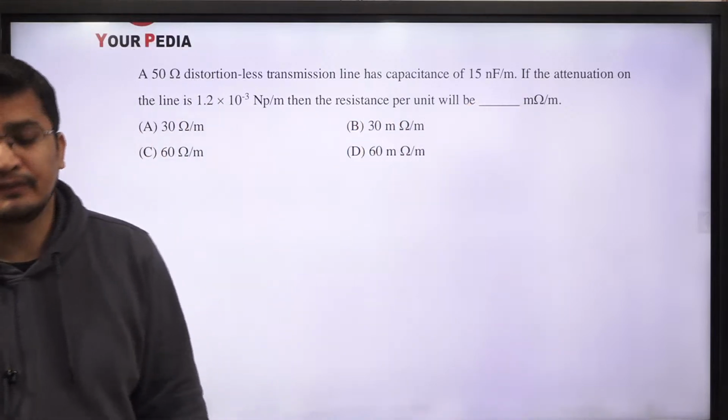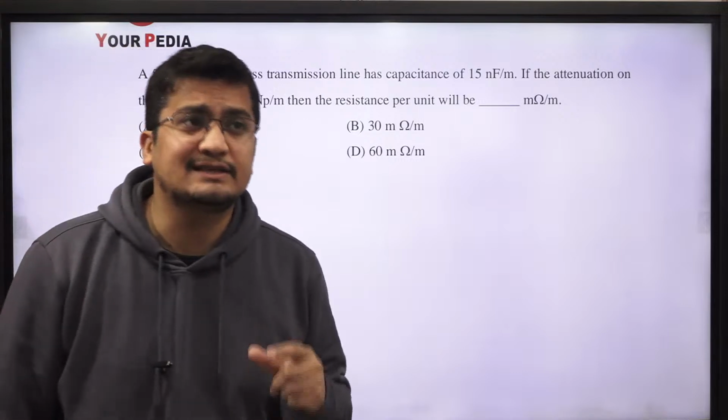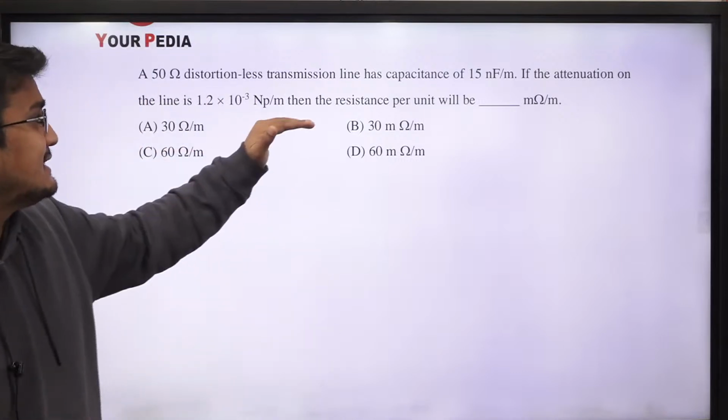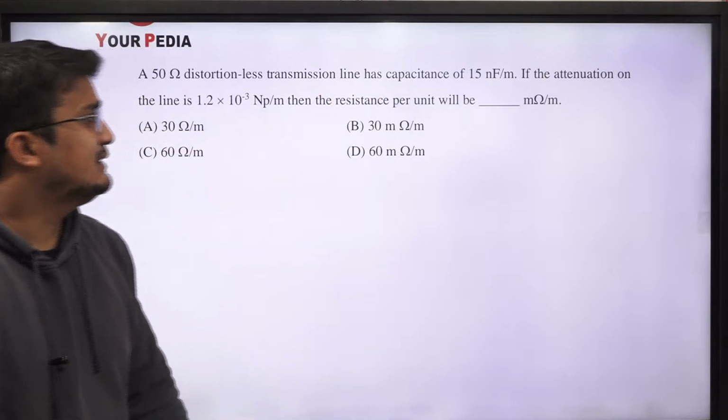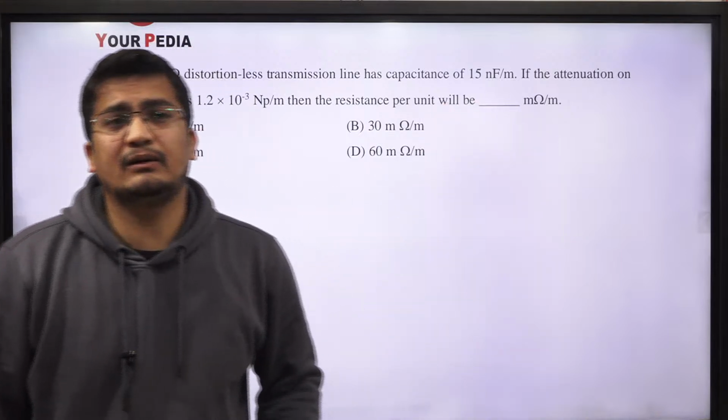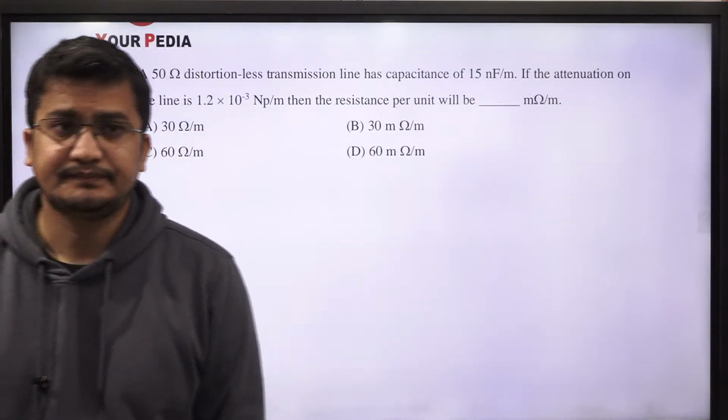What should be the value? आपको बताना है कि डिस्टॉर्शनलेस लाइन का रेजिस्टेंस क्या होगा पर यूनिट. Is it clear? In milli ohm per meter, what will be the value? Take the question and tell me the answer.